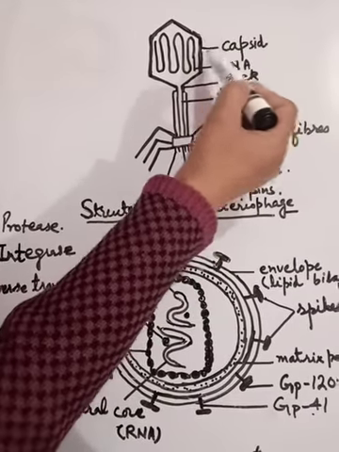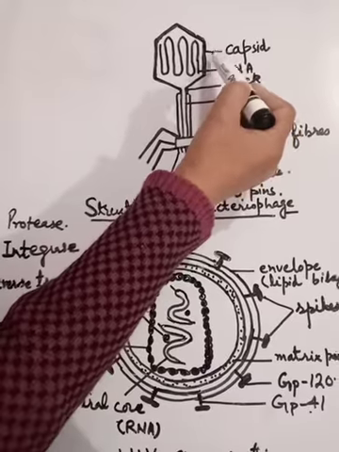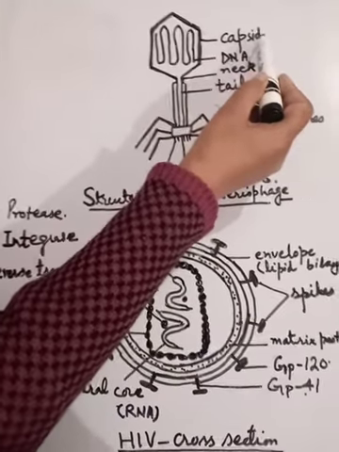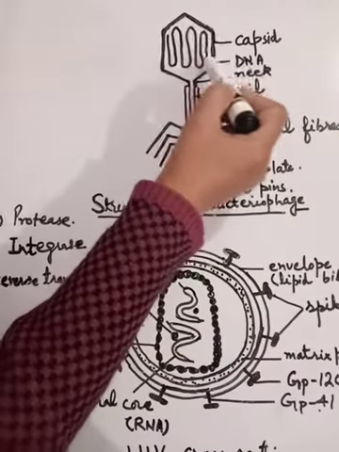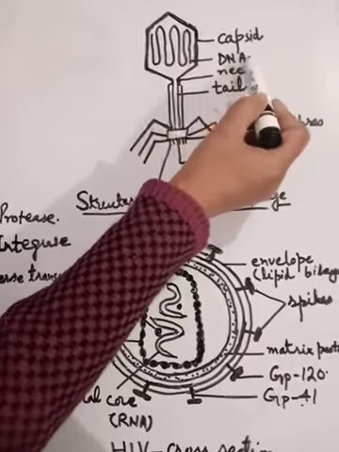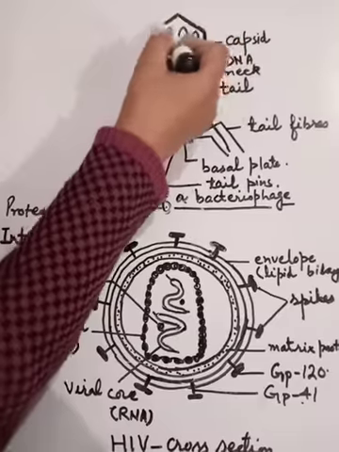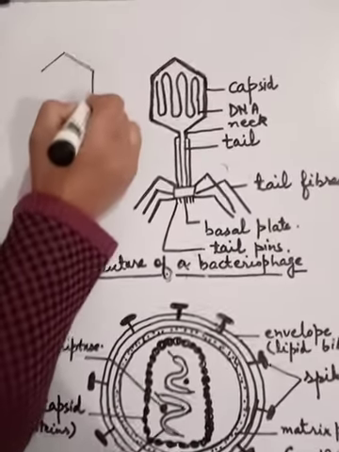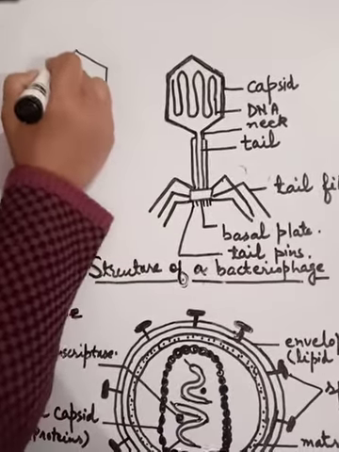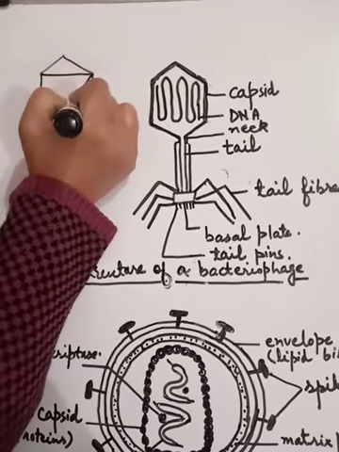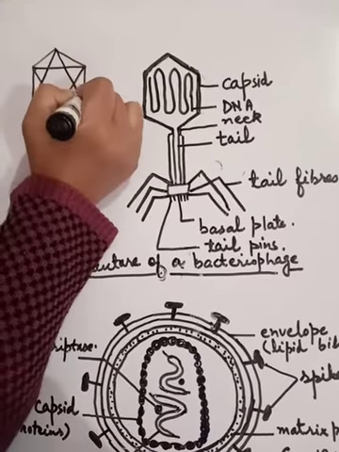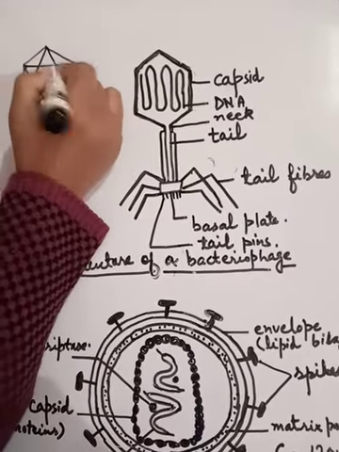Student, head that consists of outer part which is called as what? Capsid, or also called as what? Coat of the head, and inner core that consists of single stranded DNA. Now a head that is icosahedral in shape, and icosahedral shape is a shape which consists of 20 triangles. How many triangles they are there? 20 triangles they are there in icosahedral shape.